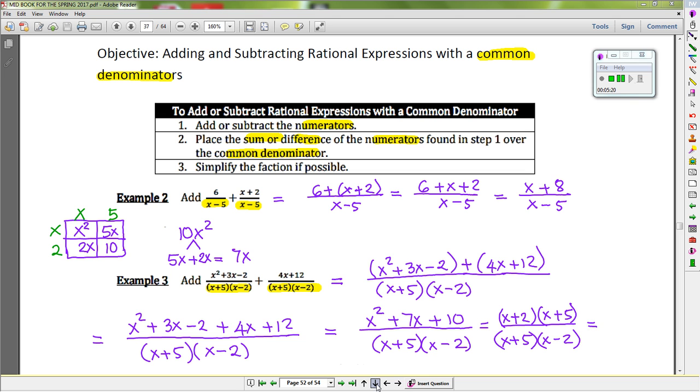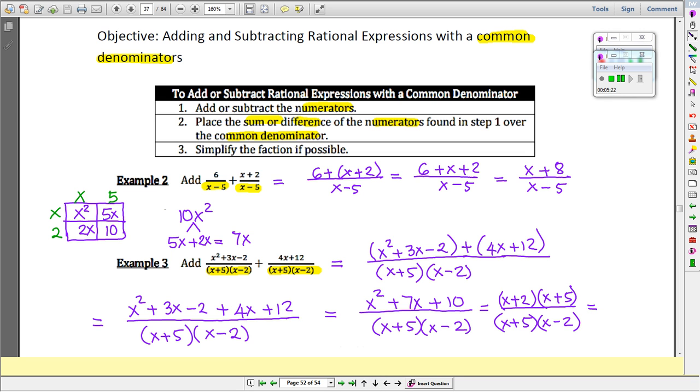Now you are going to divide out the common factor. So the x plus 5 is gone. So your final answer, you will be left with x plus 2 over x minus 2.